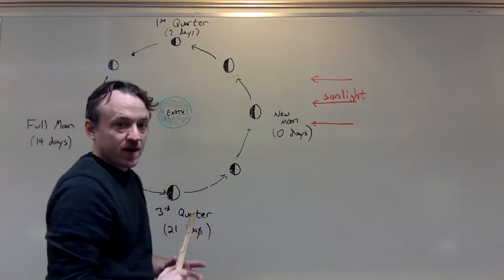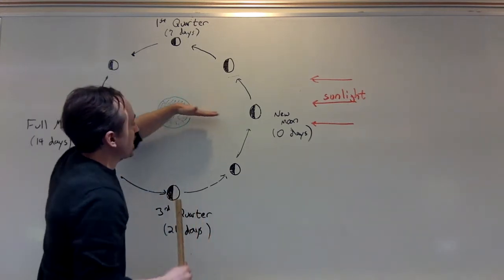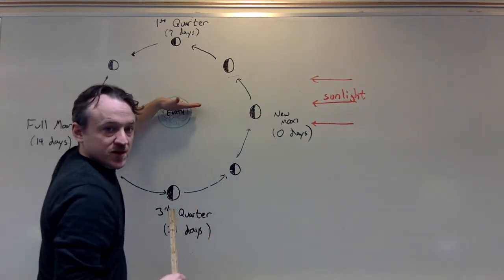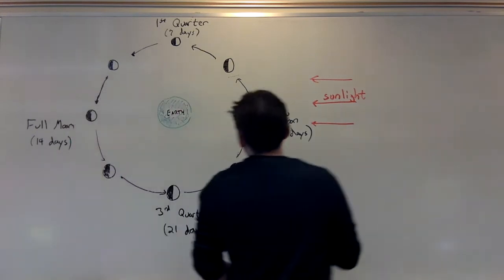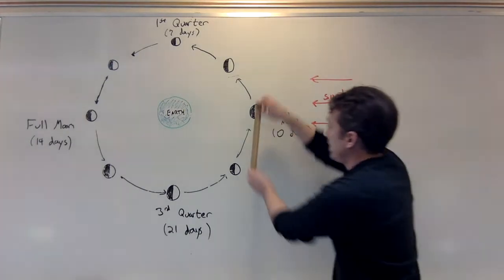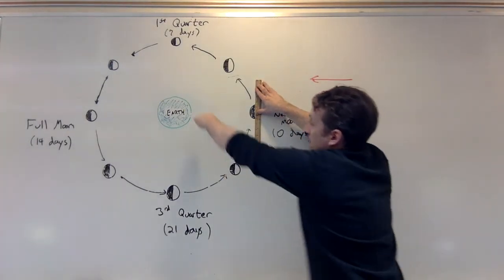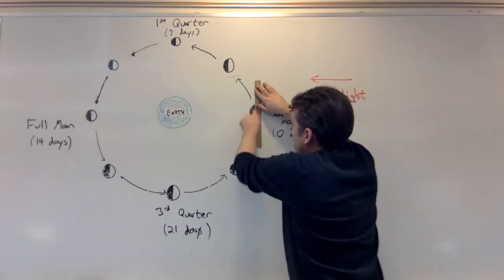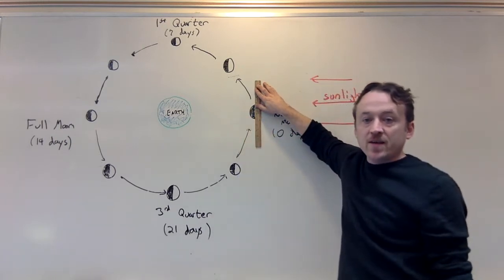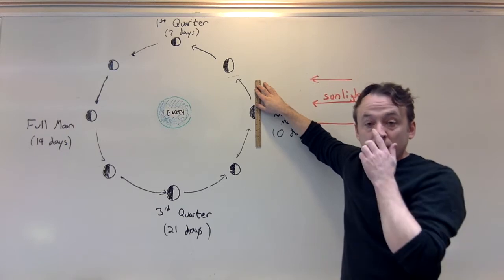So let me talk about how you view this on Earth. An observer's line of sight to the moon from this position is straight this way. If I take this ruler and cut off perpendicular to the moon, so I have a line coming here, this is perpendicular, this is what I see. I see just the shaded side of the moon. I see no light coming from the moon. That is a new moon.